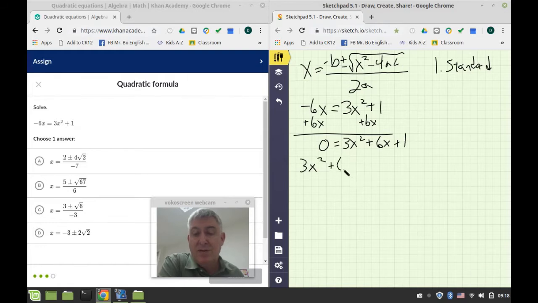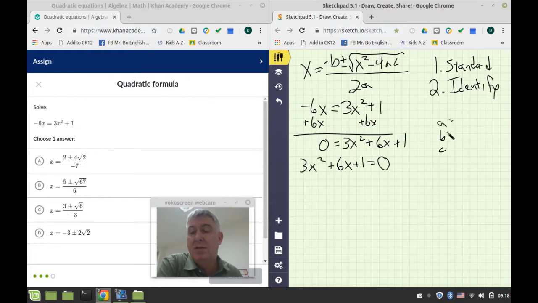You don't have to do this, but for anyone who's a little not sure, take some time, put it back over here, so that when you get to step 2, what is it? Identify. What are we identifying? We identify A, B, and C. A is 3, B is 6, and C is 1.